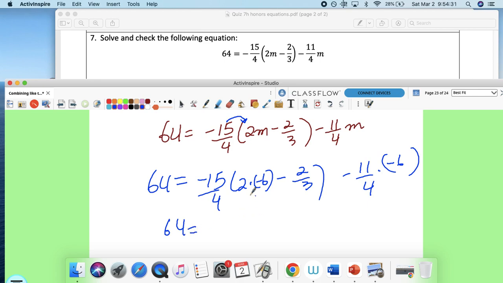64 equals, and then let's do the parentheses. In the parentheses, I have negative 12. Actually, I have negative 12 minus 2/3, which is negative 12 and 2/3. I'm going to multiply that by negative 15 over 4. Let me change that to an, what do you call it? An improper fraction, 38 over 3. Okay, which is negative. So all this inside is going to be positive.